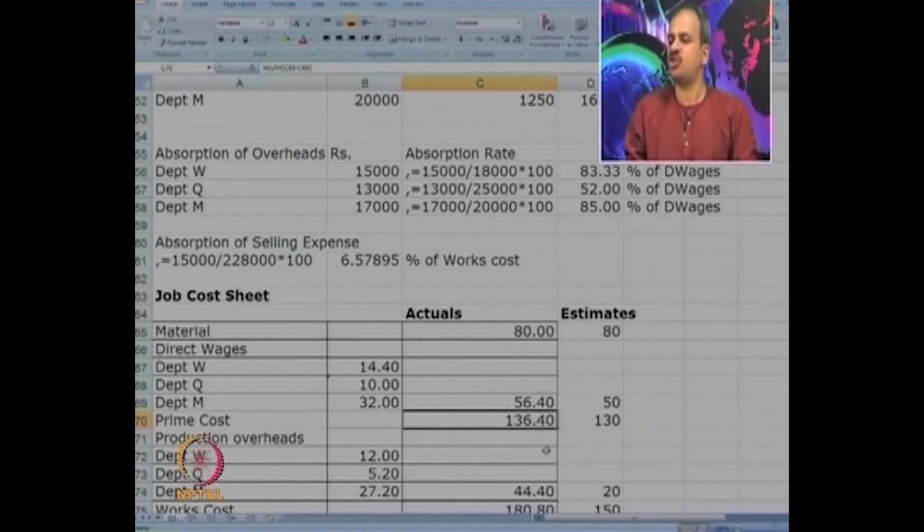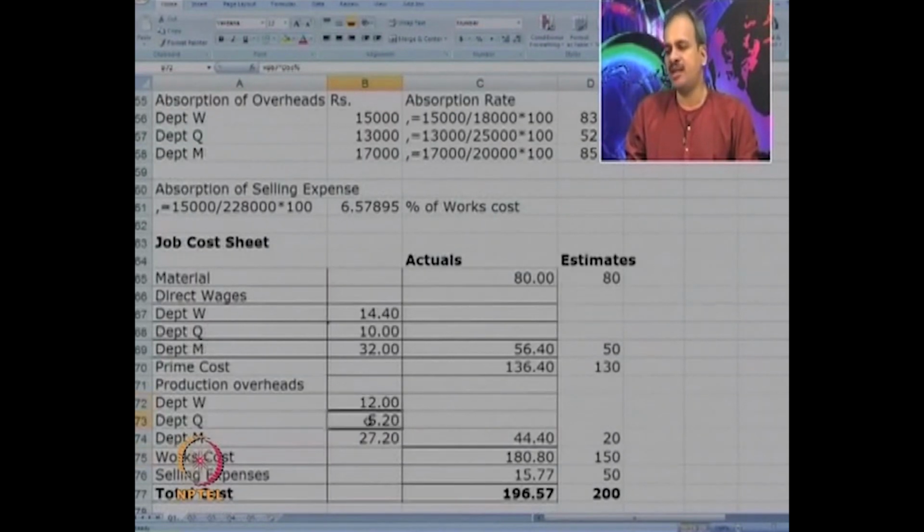Now let us look at production overheads. These are the new rates which we have calculated. So for each department we will look at the wage cost and multiply it by the respective rate. So 14.4 into 83.33% we get 12. For department Q we get 5.2, which is at 52%, and for department M we get 85% of 32, which is 27.20. So the total is 44.40. This is the total production overheads.